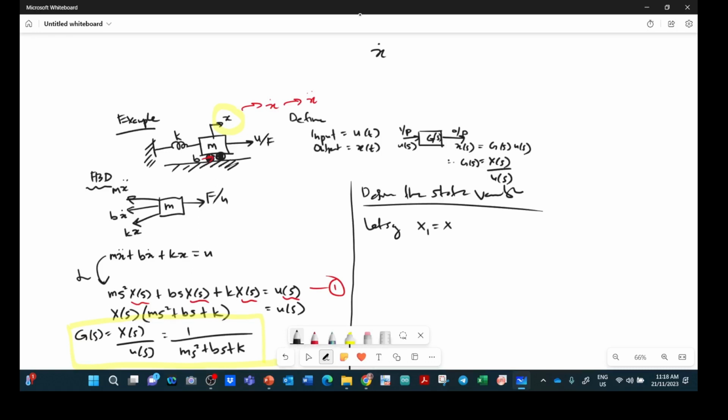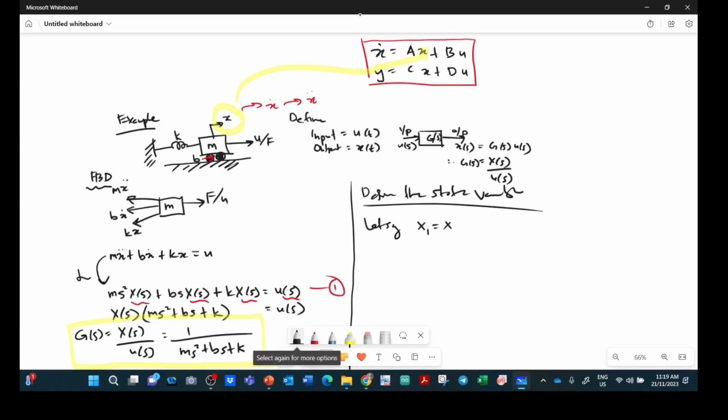The equation was x dot equal to Ax plus Bu, y equal to Cx plus Du. Okay, so we are looking at x here. x is this point. We only have one, right? So x.